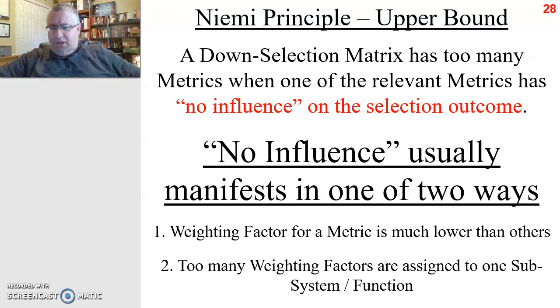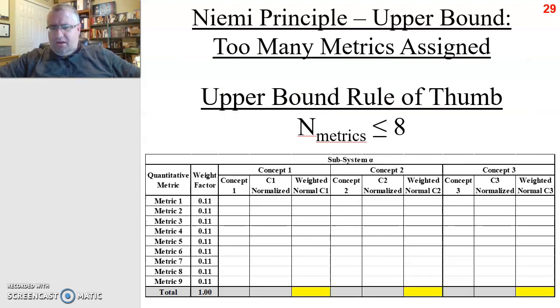Okay, so let's go back here. All right, so here's my example. Again, I'm keeping this maybe overly simplified. You guys have got 12 concepts, but I've not filled in any of these values. I'm just showing you the layout of the matrix. But I've given you an example down selection matrix where there are 9 different metrics, and that's probably too many, right? Because they're going to get diluted.